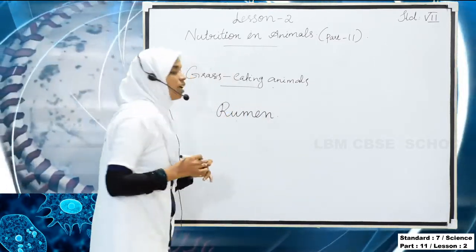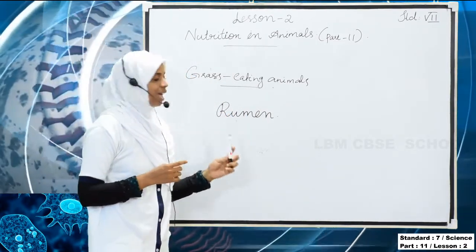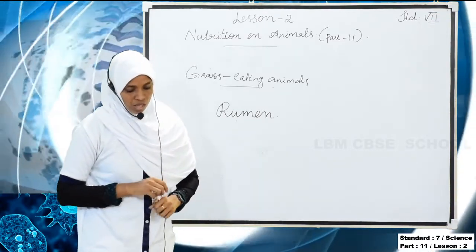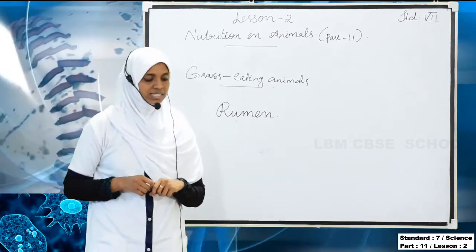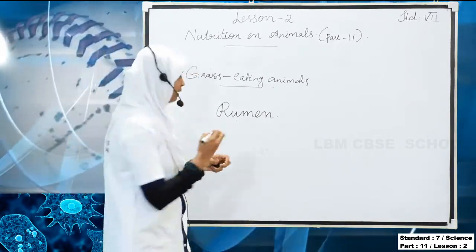The grass eating animals store the grass in the rumen. Okay, rumen. Here the food gets partially digested and is called cud.